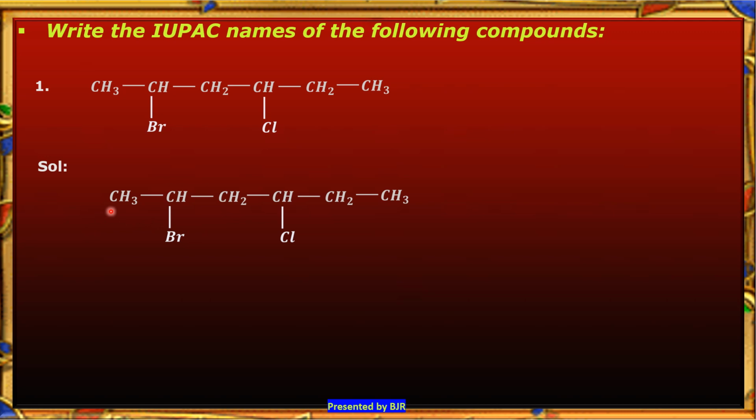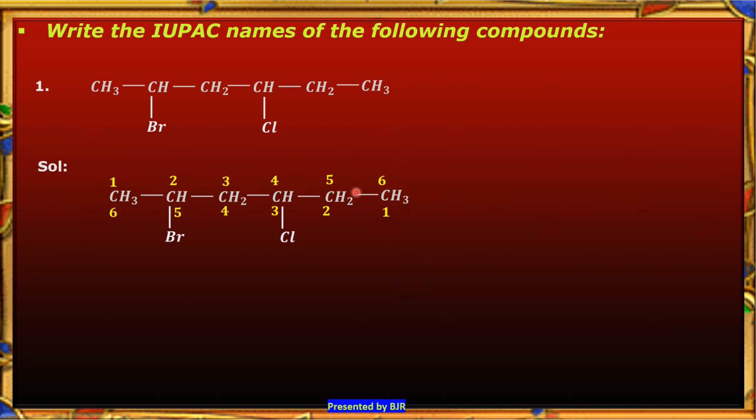First, we have to select the longest continuous chain of carbon atoms. This is the parent chain or main chain. After selection of the parent chain, we have to number the carbon atoms in the chain. So the numbering can be done in either way here. First I am numbering from left to right, then from right to left.